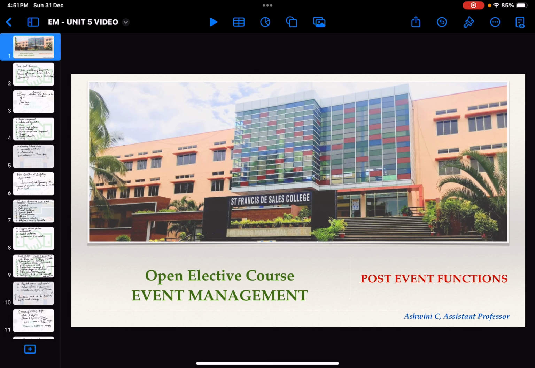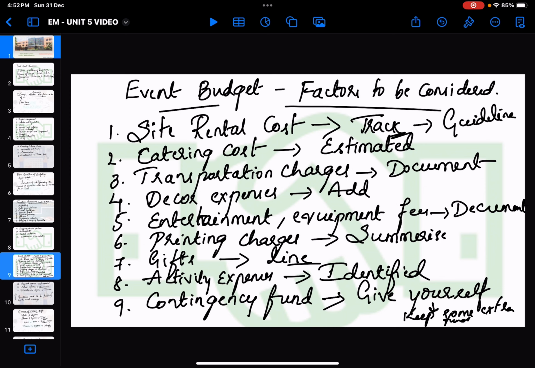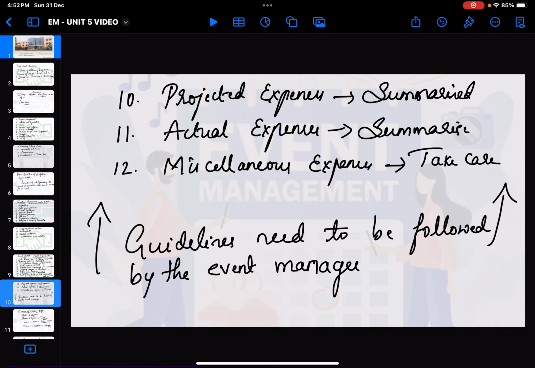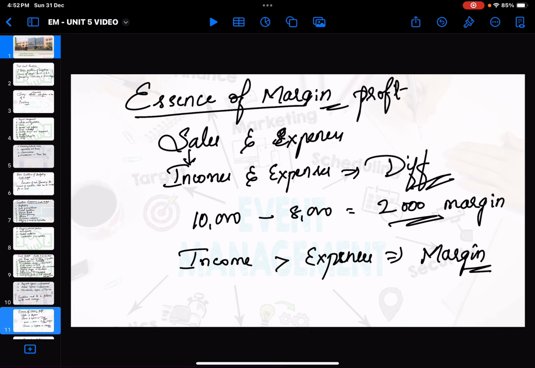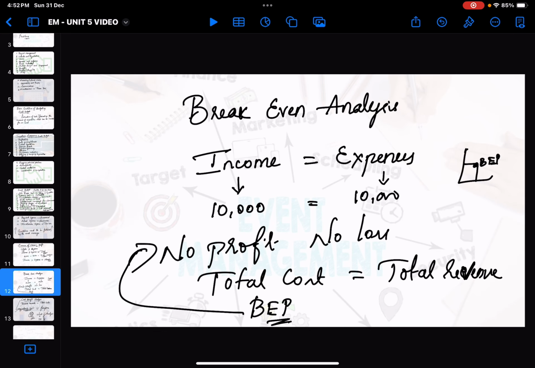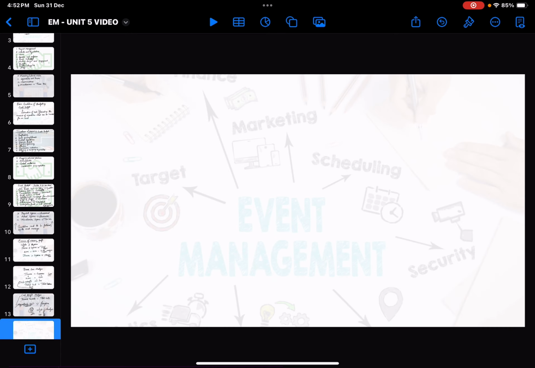So in the previous video we have seen the basic factors that need to be considered for event budget preparation, and the guidelines that the event manager has to follow for the preparation of the event budget, then the essence of margin, the break-even analysis and cost benefit analysis.